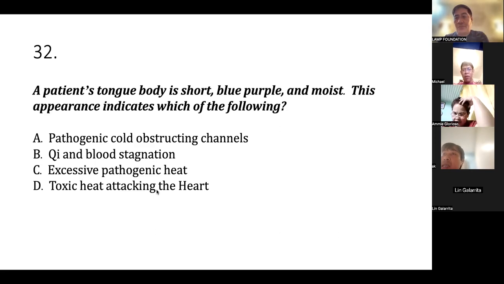Patient tongue body is short, blue, purple, and moist. This appearance indicates which of the following? Tongue body short, pathogenic cold obstructing channels, Doc. Kasi may blue-purple, ibig sabihin may stagnation due to cold. Cold, Doc. Moist. Very good. Great. 33.